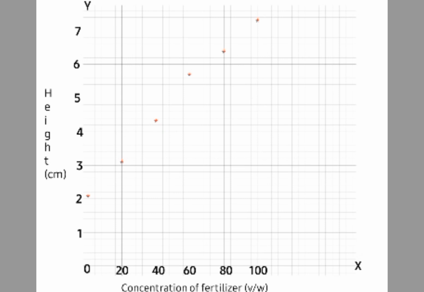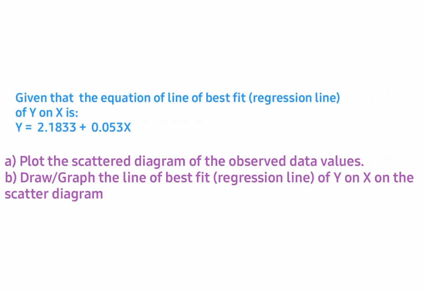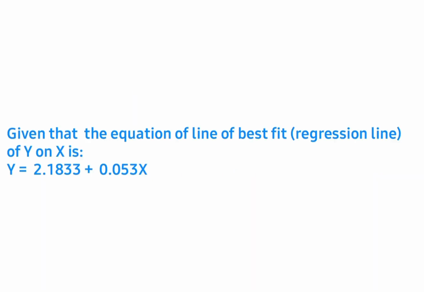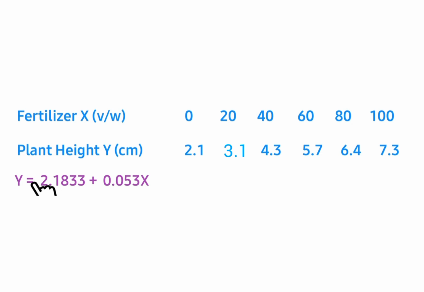Now let's proceed to the second question. The second question says, draw or graph the line of best fit of y on x on the scatter diagram. To achieve this, we'll make use of the regression equation given to us, right? This is the regression equation, or the equation of line of best fit, which is y equals 2.1833 plus 0.053x.